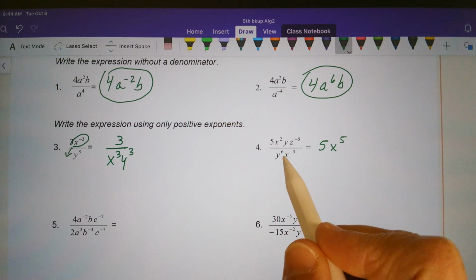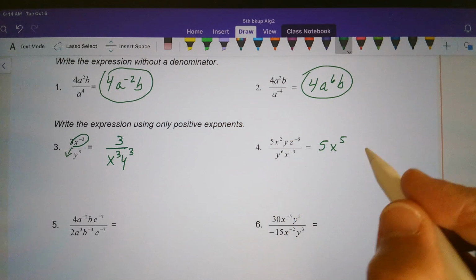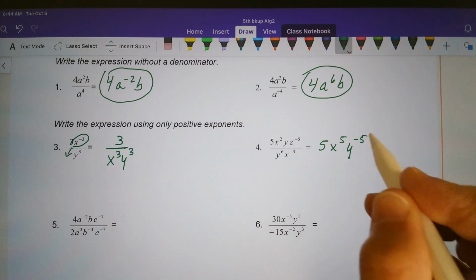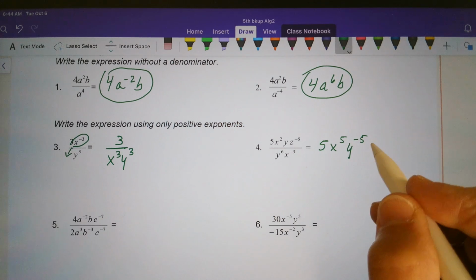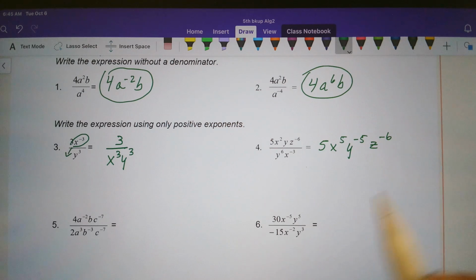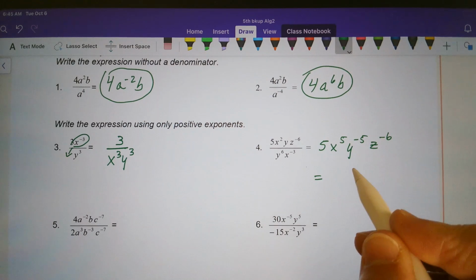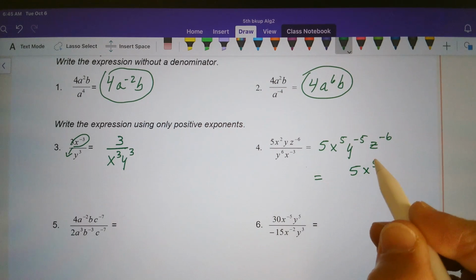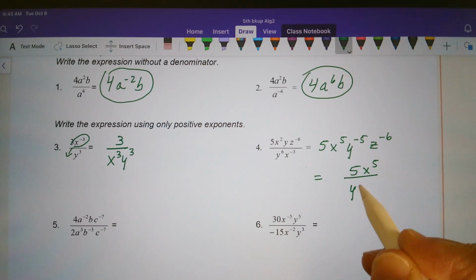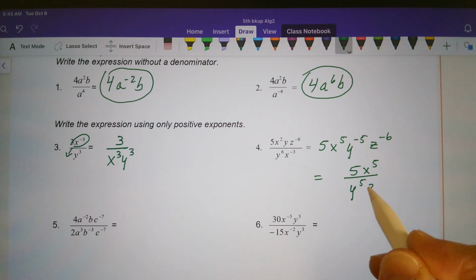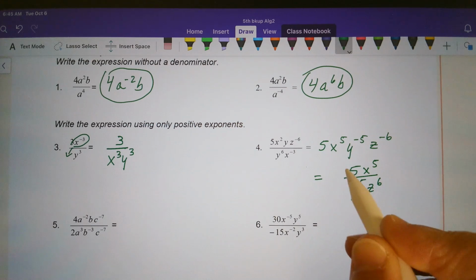Y to the first divided by y to the sixth. 1 minus 6 is negative 5. And z to the negative 6. Alright, and now I'll take care of my negative exponents by just bringing them down into the denominator. So this would be equal to 5x to the fifth divided by y to the positive 5 and z to the positive 6.